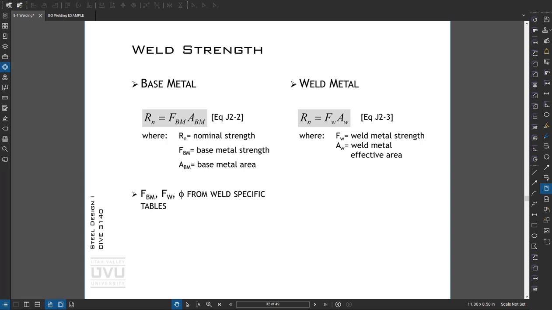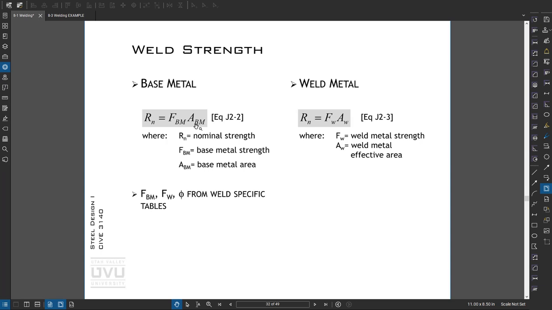Okay, let's talk a little bit now about calculating weld strength. So you can see from here the fundamental equations for the base metal and the weld metal. A lot of times if we have weld metal that's matched well with the base metal, we don't really need to check this, but we can, and it's worth doing. It really is a function of the strength of the base metal times the area of the weld interfacing with the base metal.